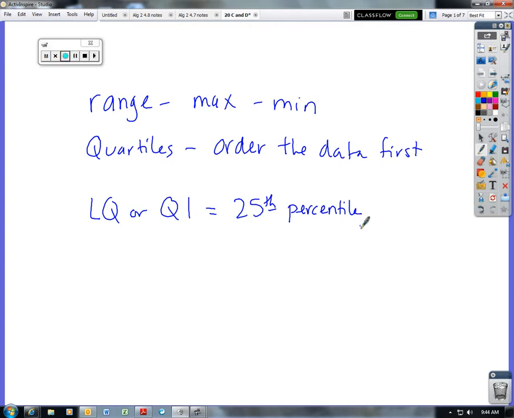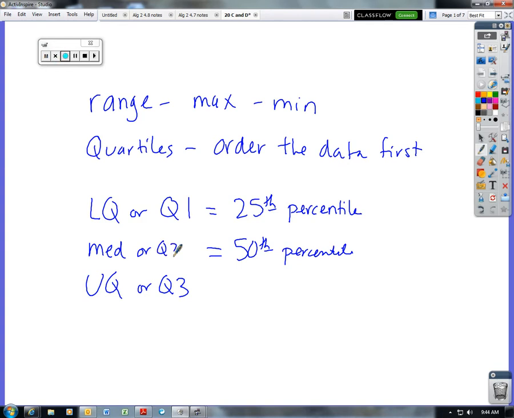Anyway, so 25% of the data is at or below the lower quartile. And then there's the median, because that's at the 50% mark. That's also quartile 2, but we don't usually write quartile 2. And that's the 50th percentile. Obviously, we already knew that because that's the middle. And then the upper quartile, or quartile 3. Well, I could put quartile 2. We don't call it that, but that's essentially what it is. And then the upper quartile would be the 75th percentile.